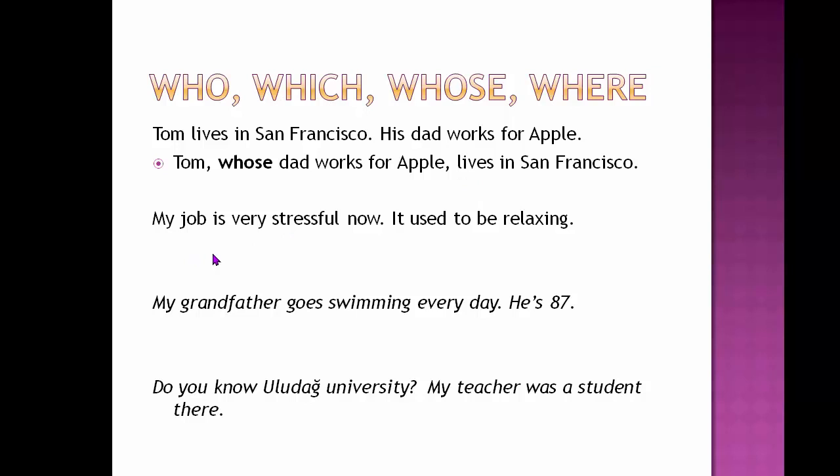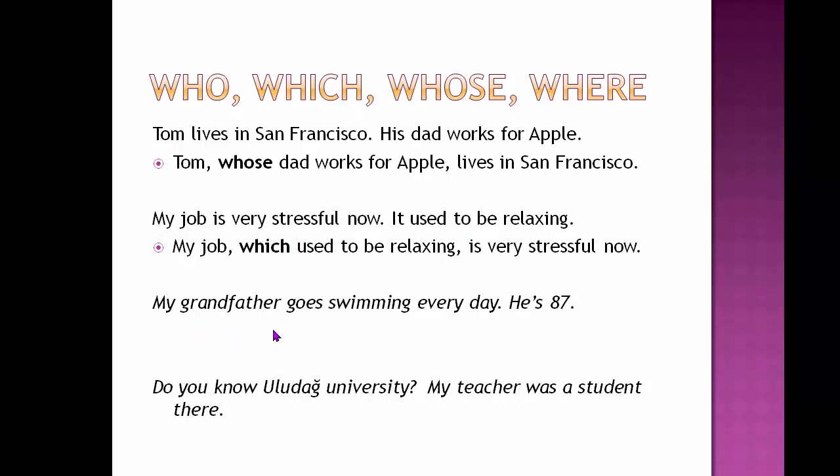Second one: my job is very stressful now. It used to be relaxing. I'm talking about my job. In the second sentence, which part refers to my job? This part? That part? It, my job. So I won't use this part, my friends. Look here: my job. I'll use which. Okay, let's go on. My job, which used to be relaxing, comma and comma, is very stressful now. This is my main sentence, you know.